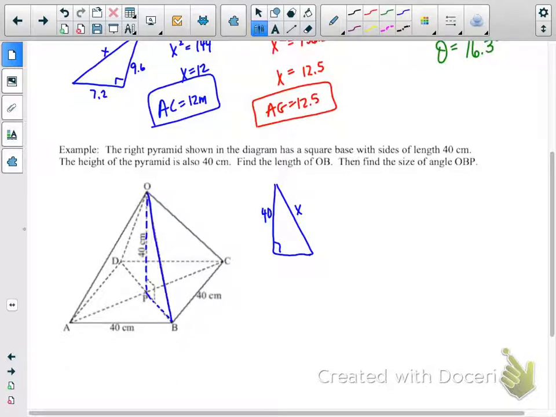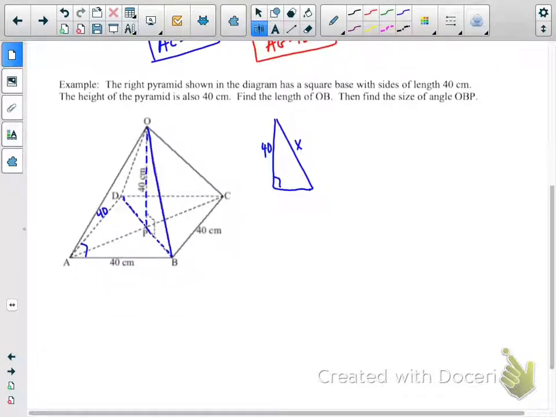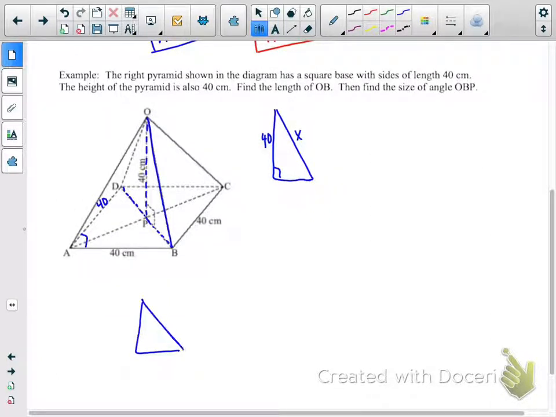Okay, well, how can I get this bottom? Well, you might be inclined to say that that's 20, half of 40, but that's going to a corner. So look at this here, all the way across. This is 40 right there. This is a square base, so that's a right angle. So I've got another right triangle, so we've got 40 and 40. Let's call this y. So I've got 40 squared plus 40 squared is equal to y squared. Y squared is 3,200. So y is the square root of 3,200.